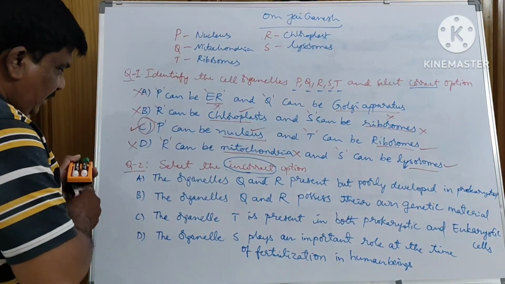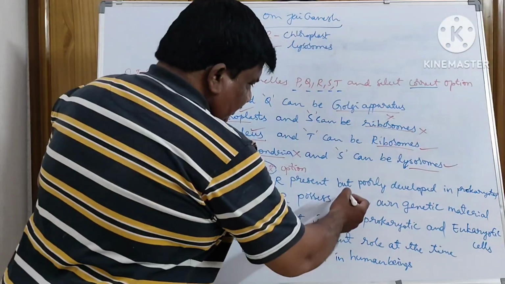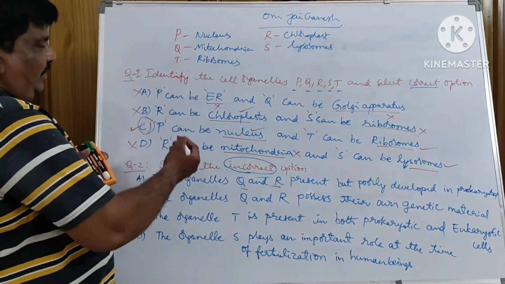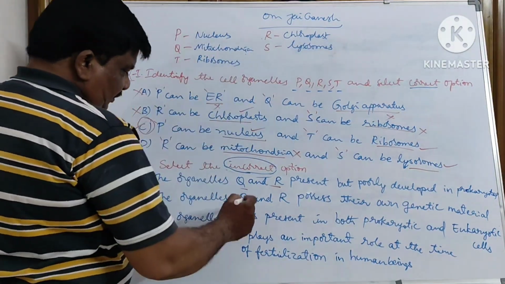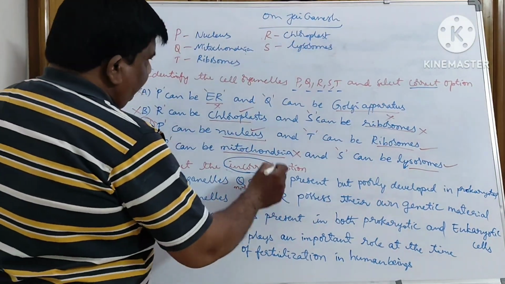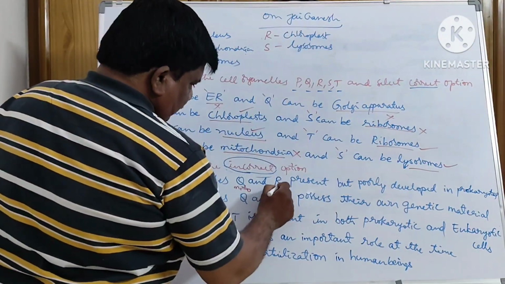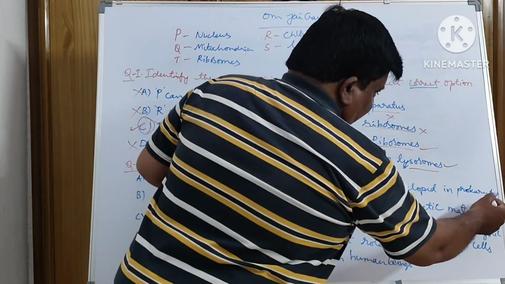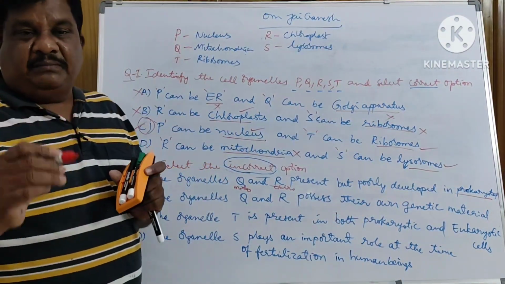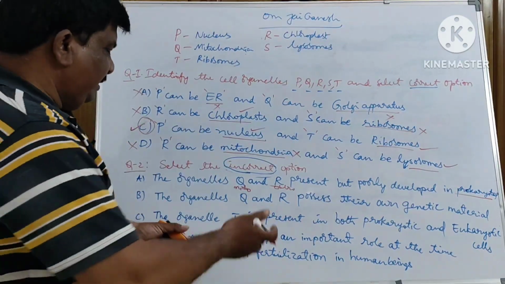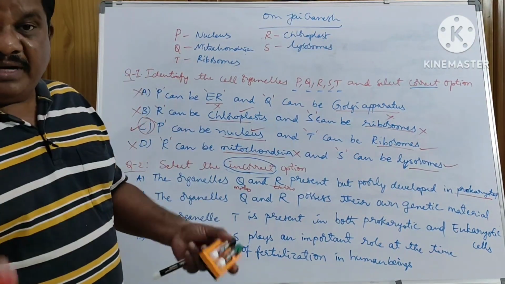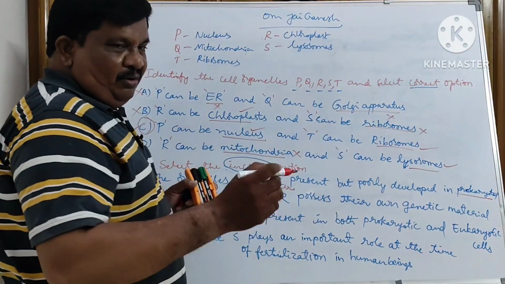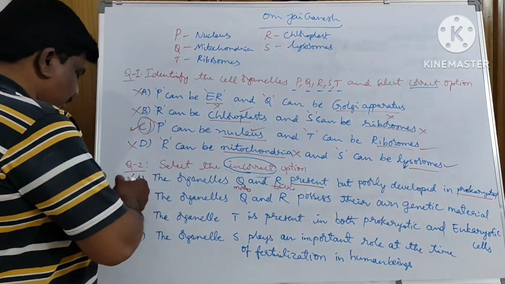The organelles Q and R are present but poorly developed in prokaryotes. First let me see what Q and R are. Q is mitochondria. R means chloroplast. These two are present but poorly developed in prokaryotes, he said. In prokaryotic cells, the membrane-bound cell organelles are absent. Mitochondria and chloroplasts are double membrane structures. These are absent, not poorly developed. So your statement is wrong.